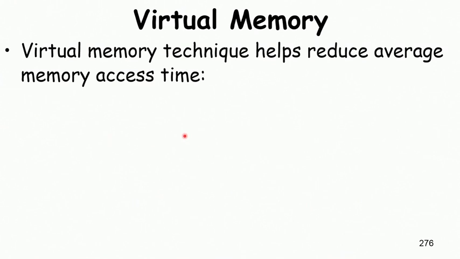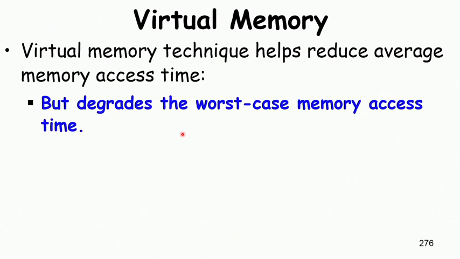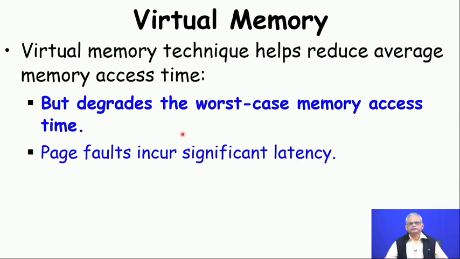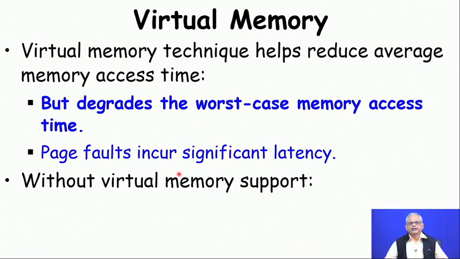Virtual memory, which you might have studied in a first level operating system course, helps to reduce the average memory access time, but then the worst case memory access time degrades, because if the page is not available in memory, a page fault occurs, and then it has to be obtained from the hard disk, and the page faults incur significant latency.